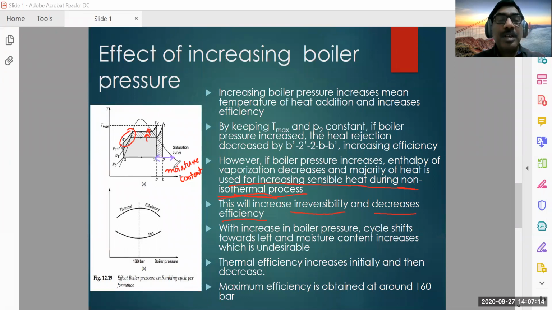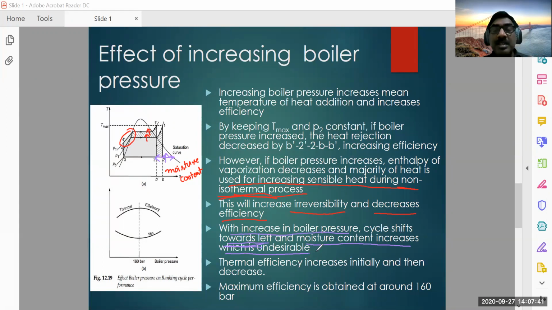This is the moisture content. If you are increasing the boiler pressure and then expanding along 1 dash 2 dash, this is the moisture content. So what is happening to the moisture content? The moisture content is getting increased. So with increase in the boiler pressure, the cycle shifts towards left and the moisture content increases, which is undesirable.